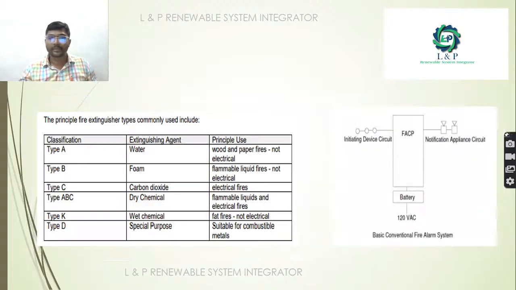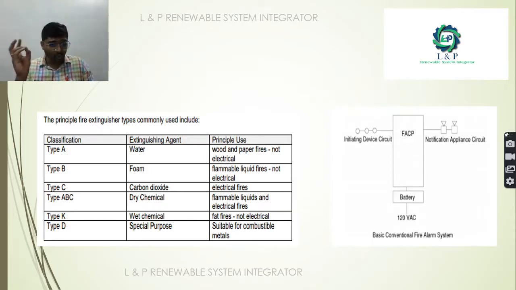If you go to the category of fire extinguishers, there are so many types: type A, type B, type C, type ABC, type K, type D. If you are using water as the agent, it comes under type A. If you are using foam, then type B. If you are using carbon dioxide, it will be type C. For dry chemicals, it will be type ABC. For wet chemical, it will be type K. For special purpose, it will be type D.